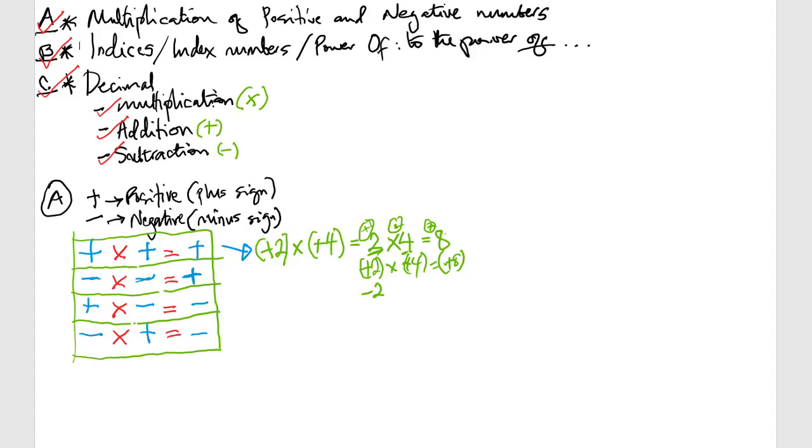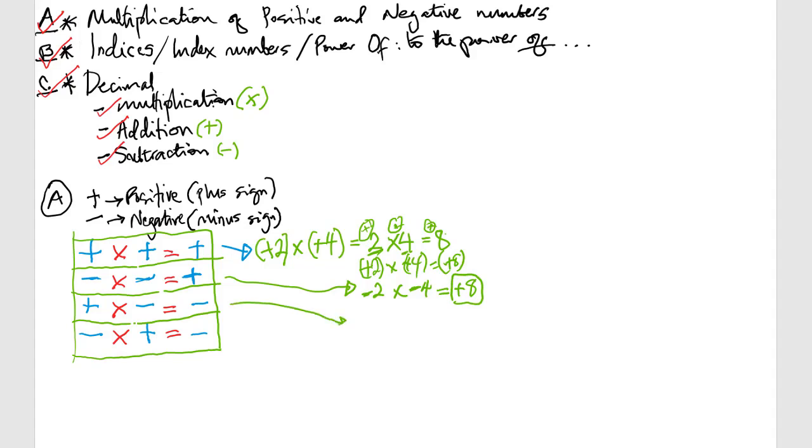So if you have minus 2 times minus 4, it will surely give you plus 8, because you have minus here and you have minus here. So following this rule, you will now have plus 8 as the answer.